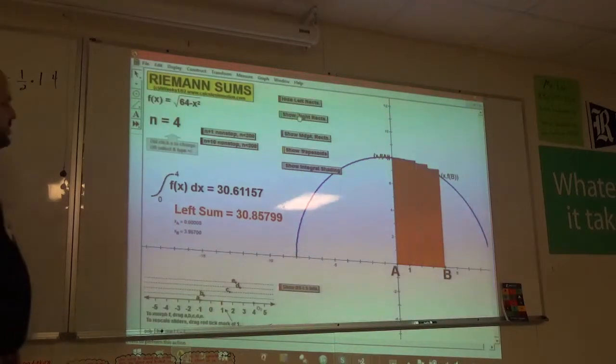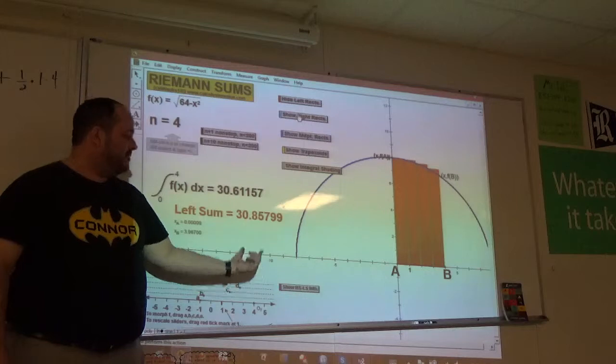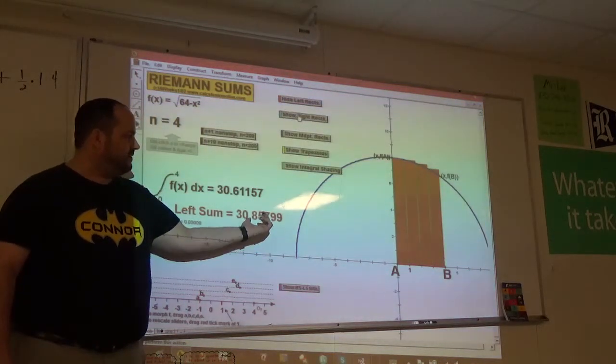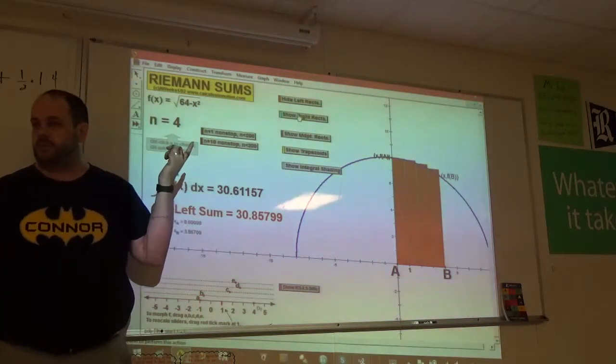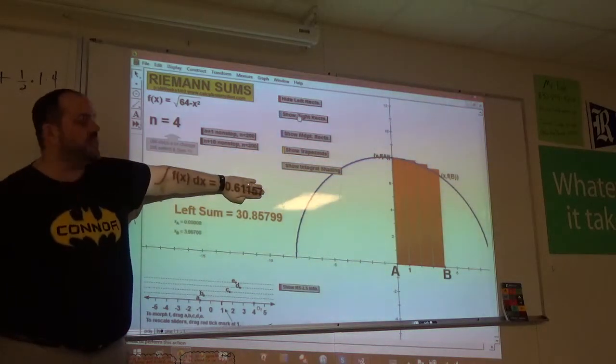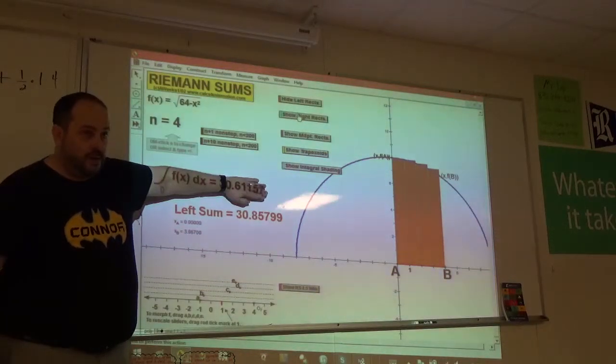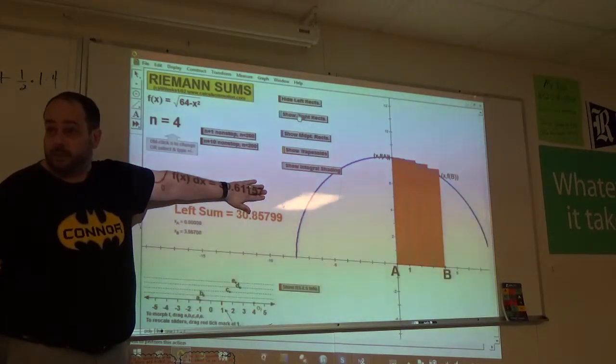Okay, it's close to 30, but it sounds like you're saying, well, the computer's done all the stuff, and I'm getting 30.857, and the true area is 30.611. What if you didn't know the true area? How would you feel about that estimate? How would you make the decision about good estimate or bad estimate?